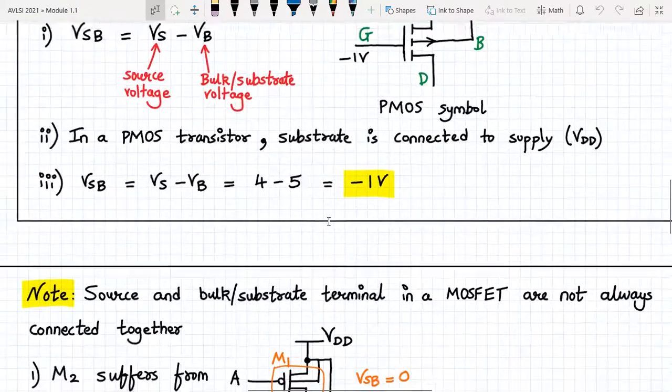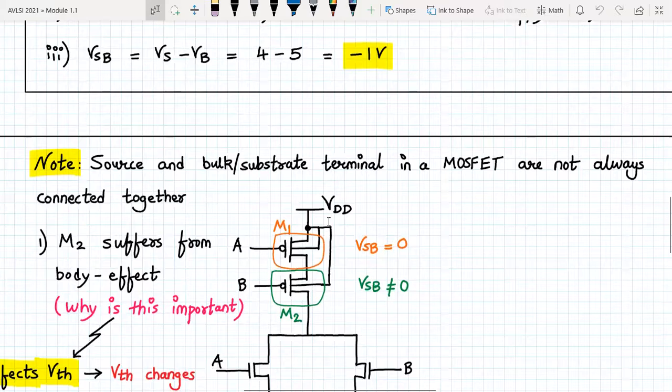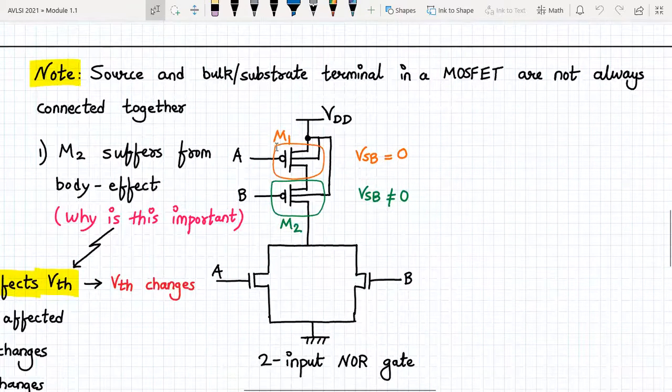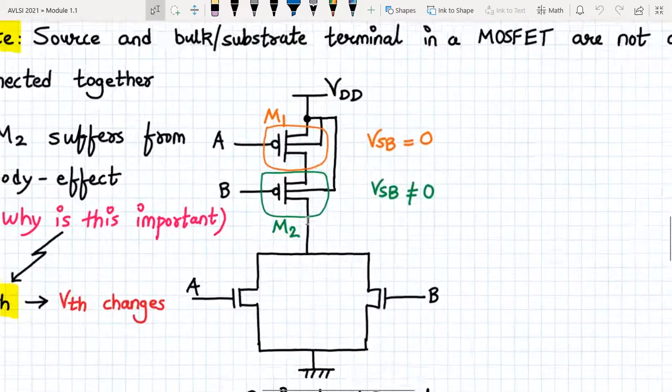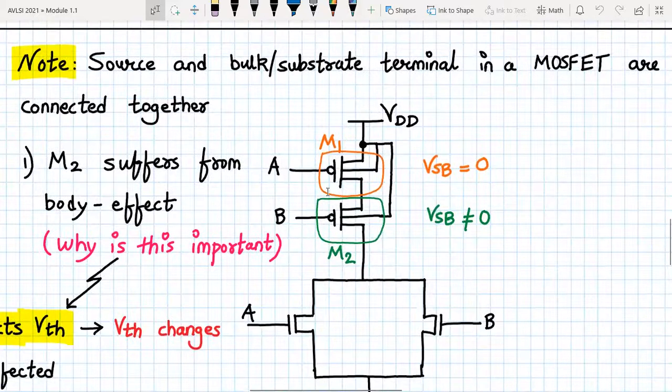We will see why this body effect is so very important. So remember, the source and the bulk or the substrate terminal in a MOSFET are not always connected together. So let's consider this example. This example over here is from AVLSI, which is a 2-input NOR gate. The interesting point over here is to concentrate on the transistor M1, which is marked in orange color box, and transistor M2 with the input B marked in green color.